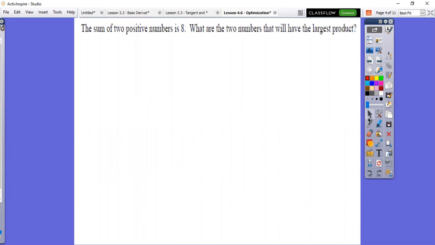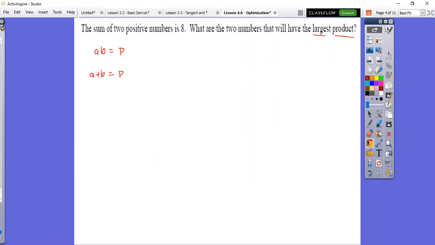All right, so here's another example. This is a small example. The sum of 2 positive numbers is 8. What are the 2 numbers that will have the largest product? I notice largest product. What I'm trying to optimize is the product of these 2 numbers. So I'm going to call those numbers A and B. I want A times B to be equal to P, whatever the product is. And then I know the sum of those numbers is 8. So I know that A plus B is equal to 8.